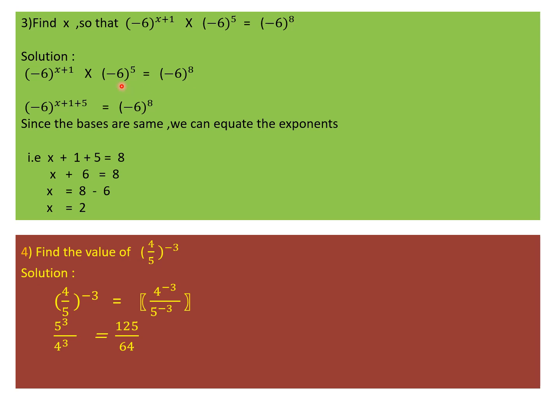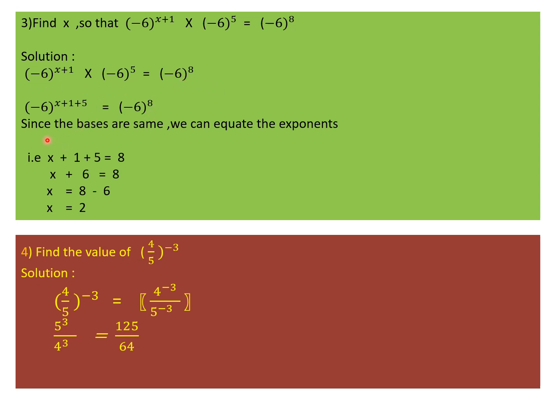After that, you can see that the first law can be applied here. What is the first law? A power m into a power n equal to a power m plus n. Here a is minus 6. Bases are same. So I can write this as minus 6 whole power m plus n, that is x plus 1 plus 5. I have used the first law of exponent, which is equal to minus 6 whole power 8, which is given in the question. First I have written this using the first law of exponent, and this as it is given.